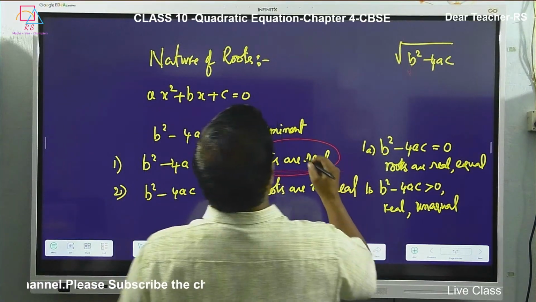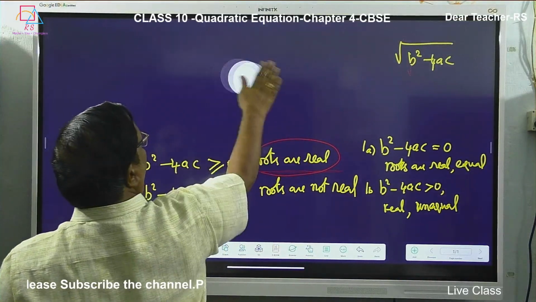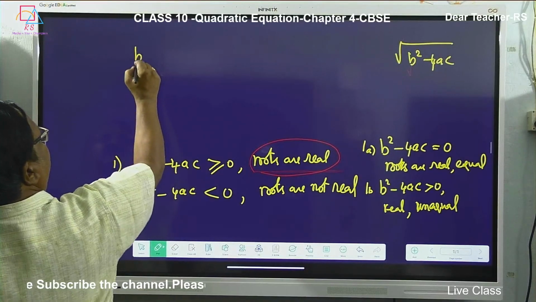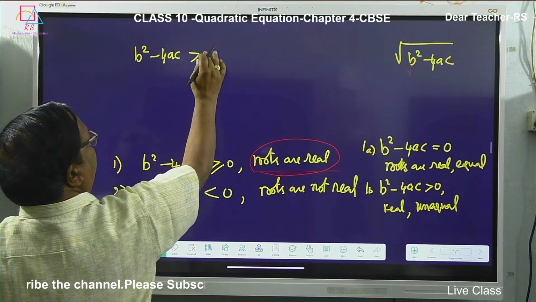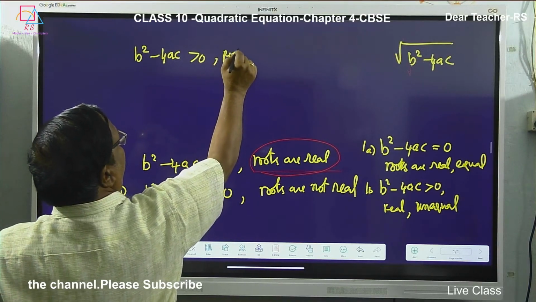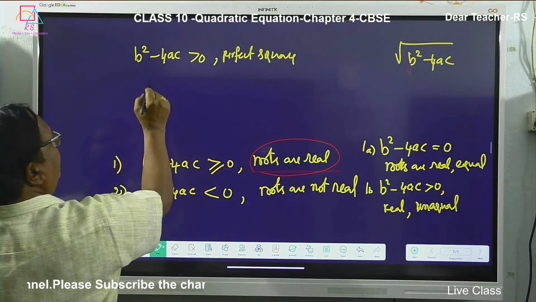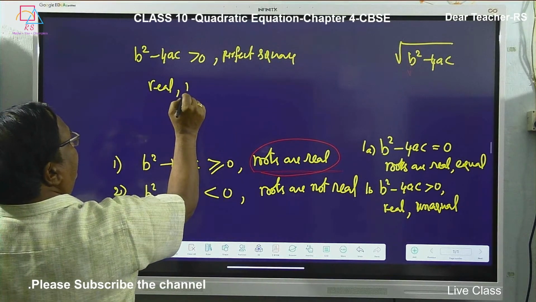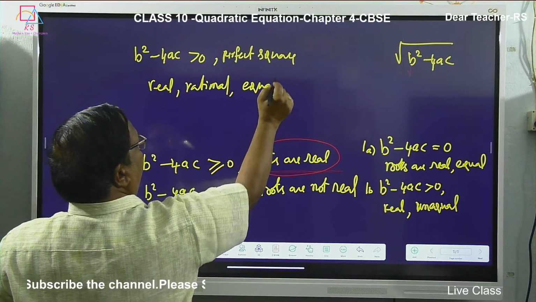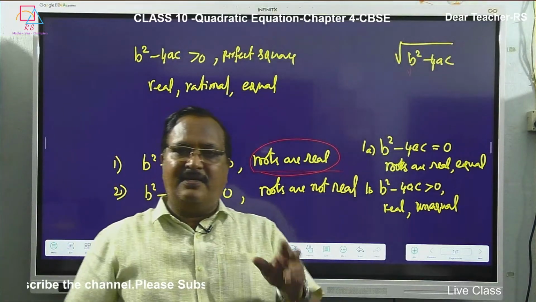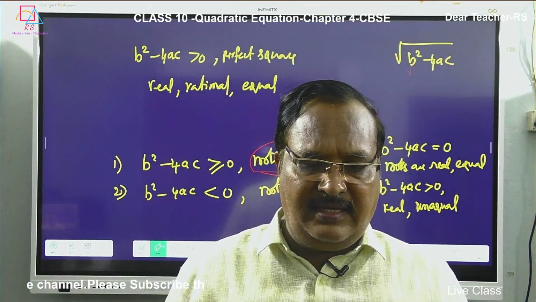What is further? If b square minus 4ac is greater than 0 and a perfect square, then the roots are real, rational and unequal. Because in real, two things are there. Rational is there and also irrational is there.